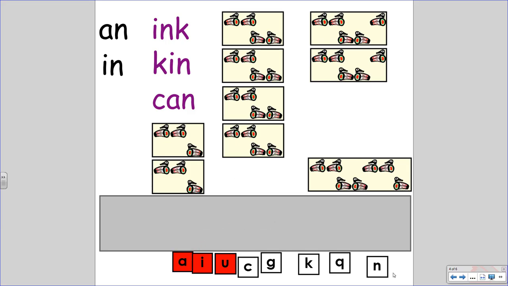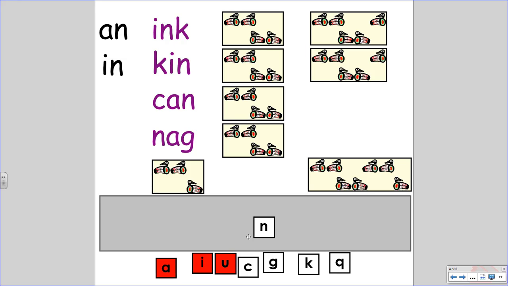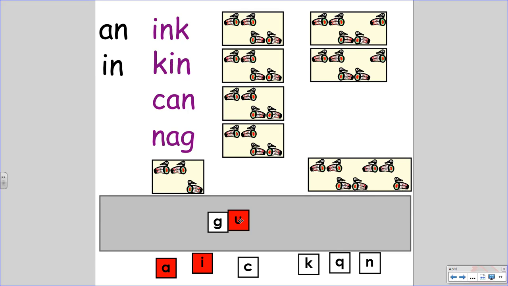Our next three-letter word is nag. My mom had to nag me to clean my room. N. A. G. If you spelt it N-A-G, well done. Put the letters away. Our last three-letter word is gun. I have a water gun that I use in the summer. Gun. G. A. N. You spelt it G-U-N, well done.